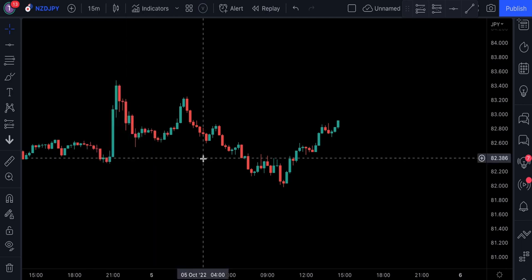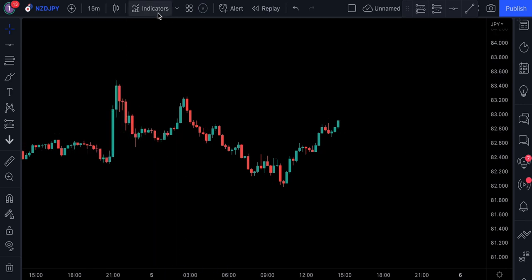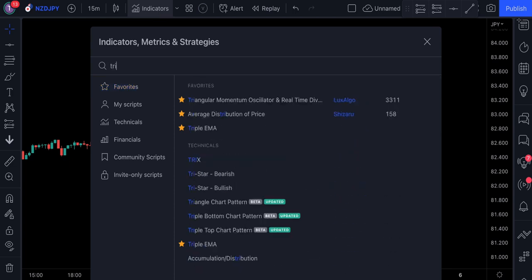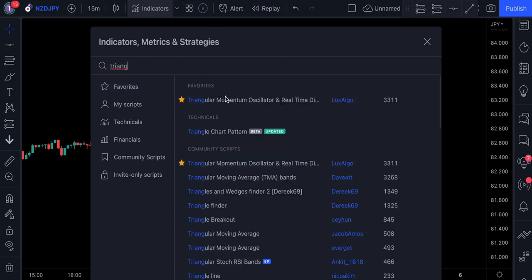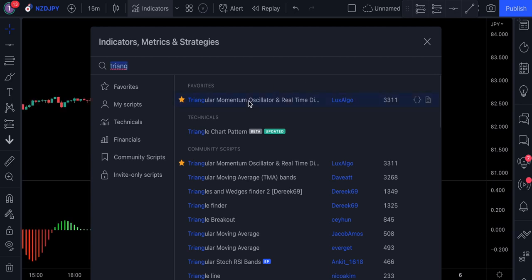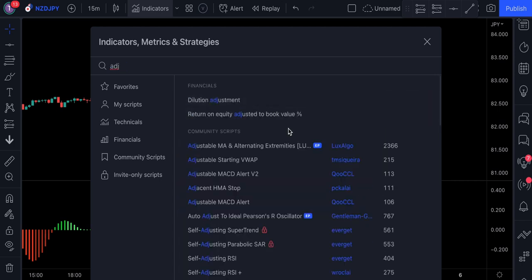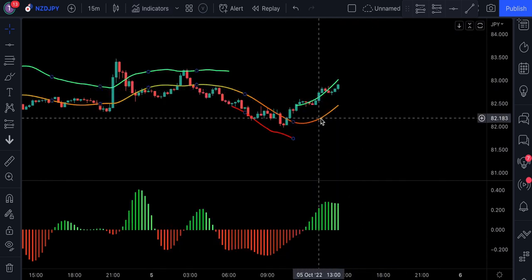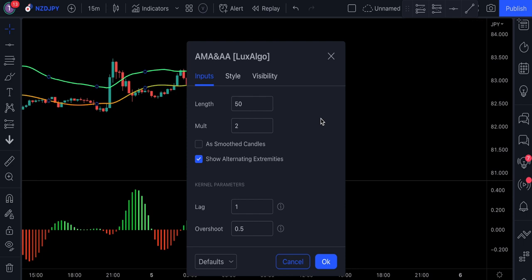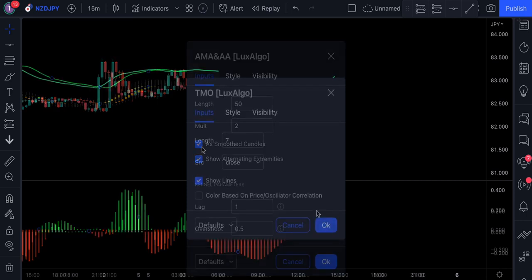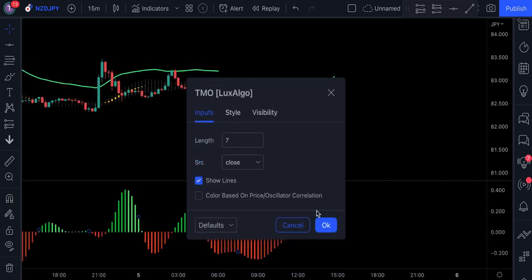Once you selected the time frame, you need to click on the indicators tab and search for the first indicator, which is called triangular momentum oscillator. Select this indicator by Lux Algo. And for the second indicator, you need to add an adjustable moving average. It's going to be this one by Lux Algo as well. Now let's double click on the adjustable MA, and in the input section let's enable the smoothed candles. The length on the triangular momentum oscillator is going to be set at 7.